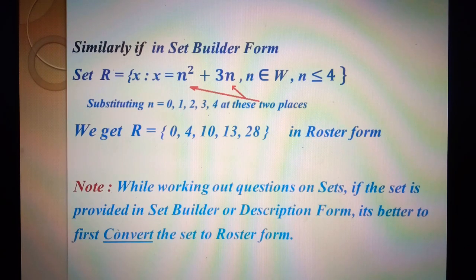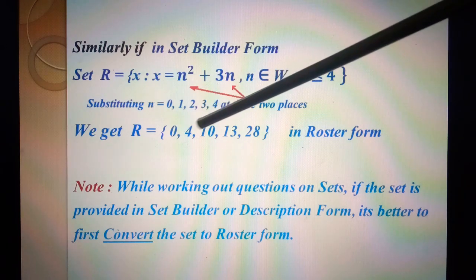So here is an important note: when you are working out questions on sets, if the set is provided in the set builder or description form, it's better to first convert the set to the roster form, because roster form is very easy to work with.